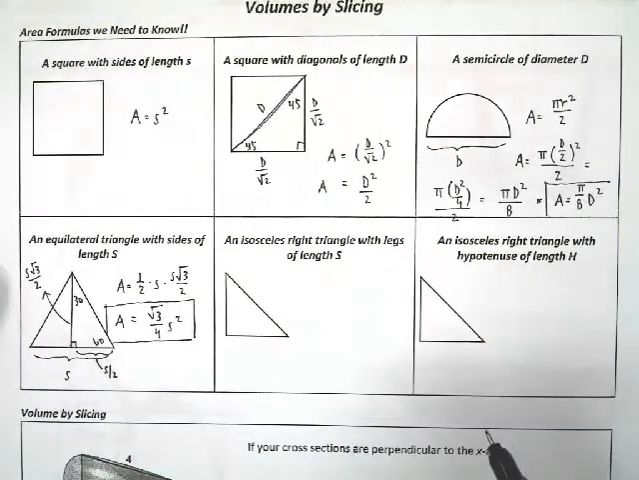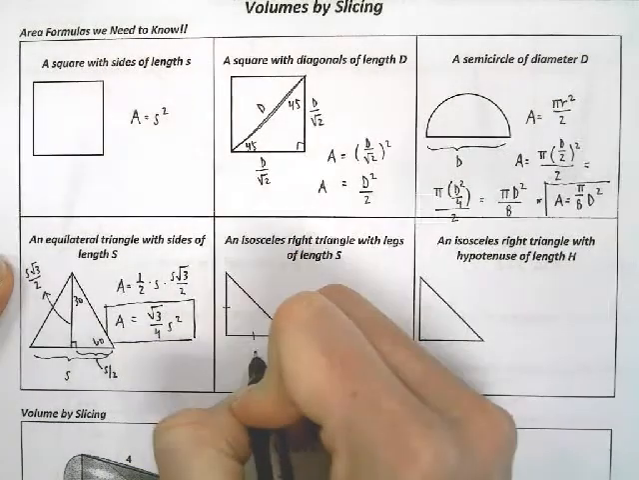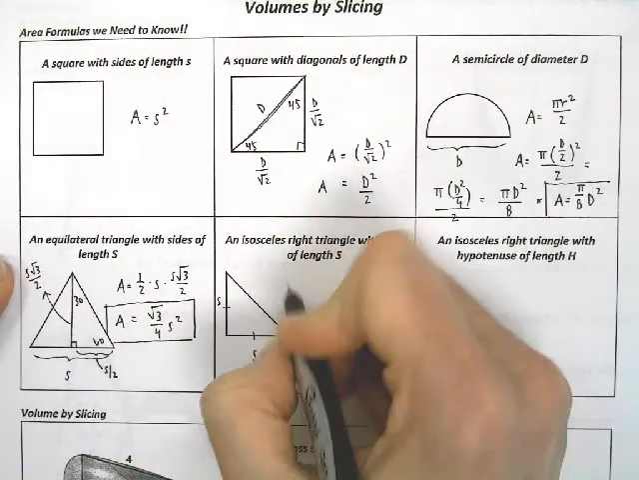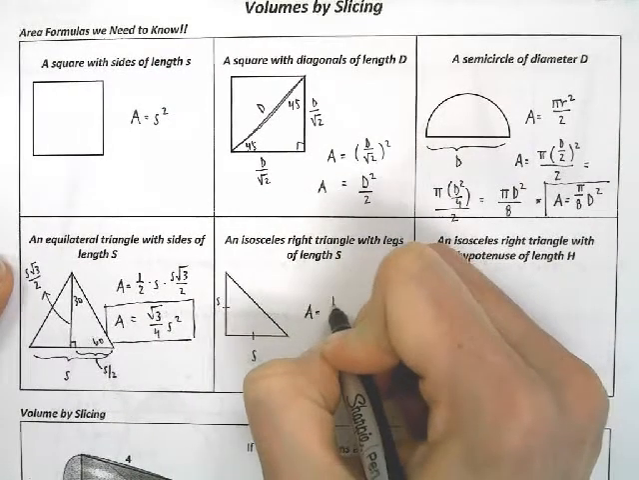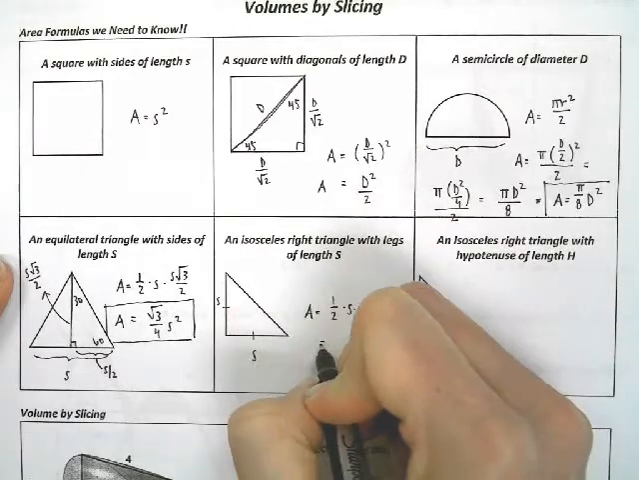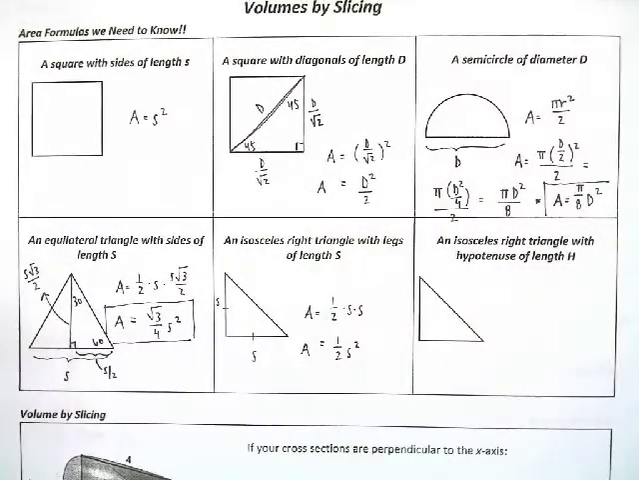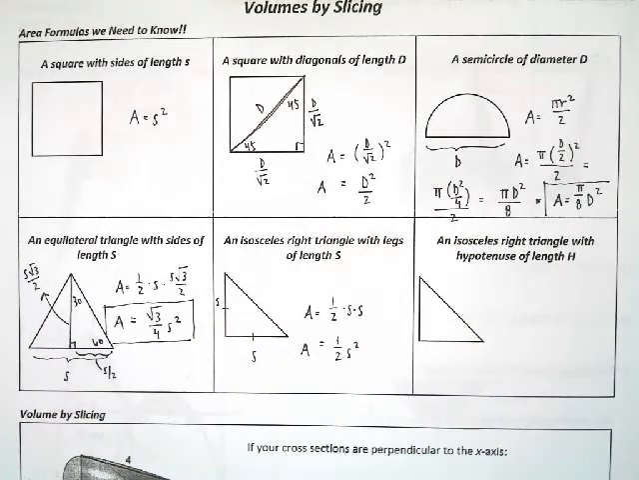Okay, now we have isosceles right triangle with legs of length s. So this is isosceles. These are the same. So now if we just apply our area equals 1/2 base times height, I have 1/2 times s, or 1/2 s squared.